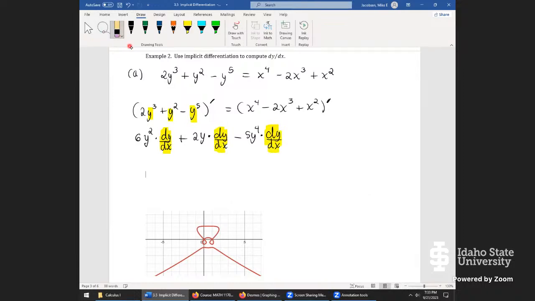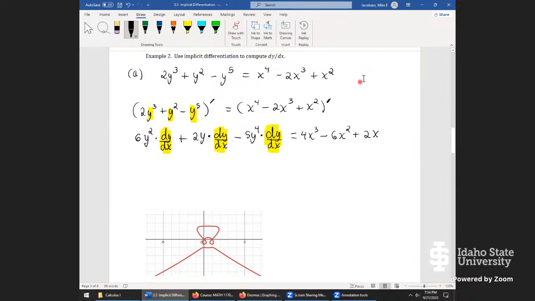Now the right-hand side, definitely much nicer because it only involves a variable x. This is differentiation as normal. So 4x cubed minus 6x squared plus 2x. So we've got it. Well, that's the full derivative, but we want to solve for dy dx. So that's what the instructions are indicating when it says compute dy dx.